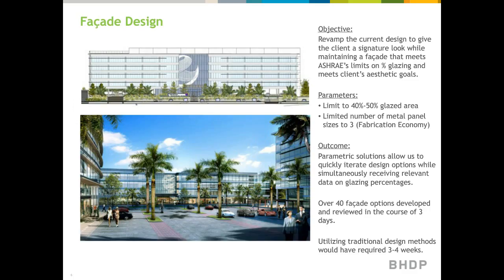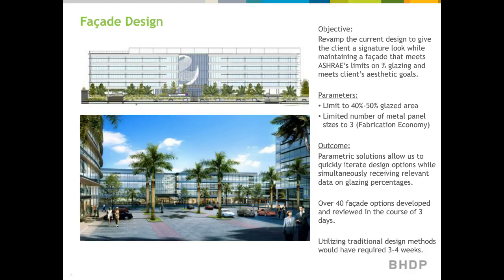So I asked him what the objective was. What he wanted to do was update the current design while still maintaining the same grid spacing, mullion spacing, window sill, and head heights, which had already been designed. He also wanted to be more conscious of the ratio of glazed facade to opaque material due to some of the limitations in the ASHRAE guidelines. We achieved this by inserting metal panels into the existing mullion frames to generate different patterns.